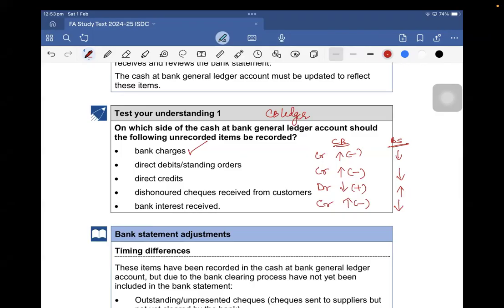Next is bank interest receipt. So the bank has given you interest. Your bank statement balance went high, but you still don't know whether this was received for you. Your cash book balance is low, so you need to add this up. So debit. Understood? So this is your answer.